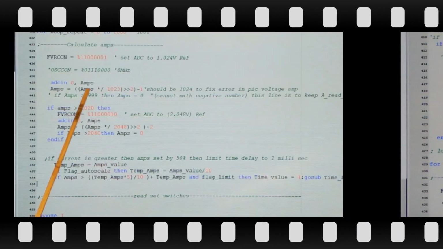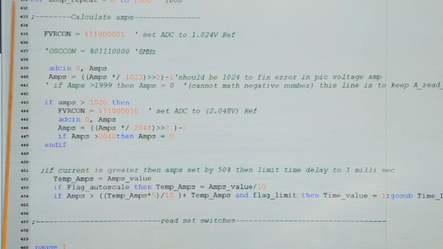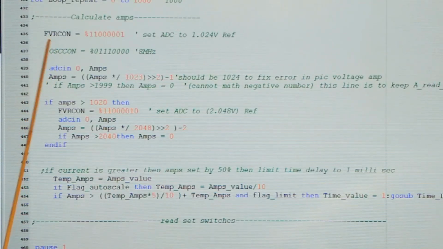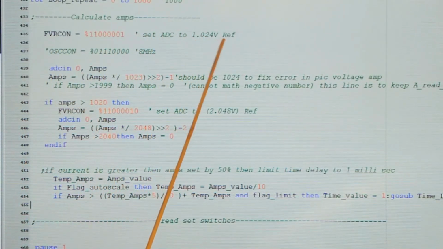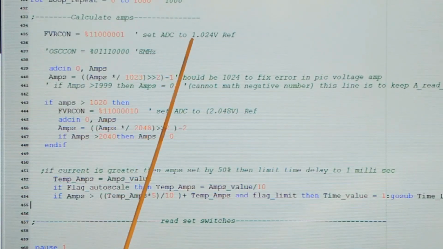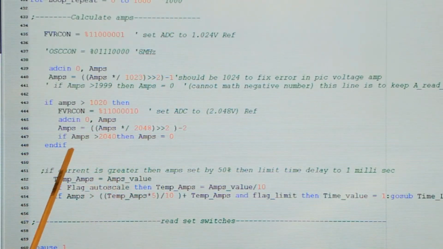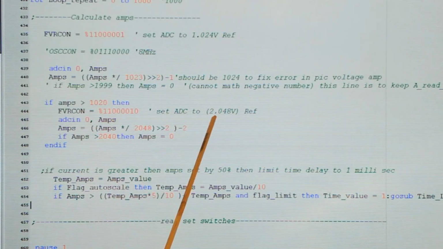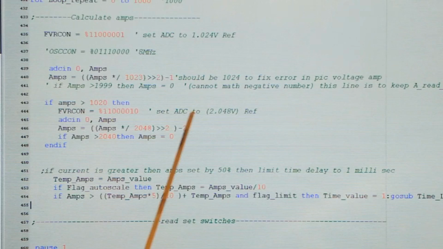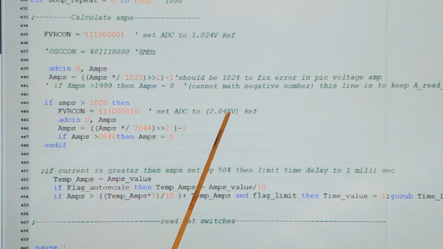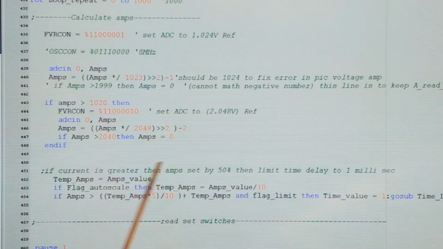Okay, go back here to your main. We're going to loop for 1 second in a for loop, reading the current. So this is to set which reference you want to use for the analog to digital converter. First I'm starting off with the 1.024, and that can read pretty much up to 1 volt. Okay, and after just a bit higher than 1 volt, I change to the 2.048 voltage reference. If it's higher than that, we'll change to the 2nd reference, and I do the amps calculation there.